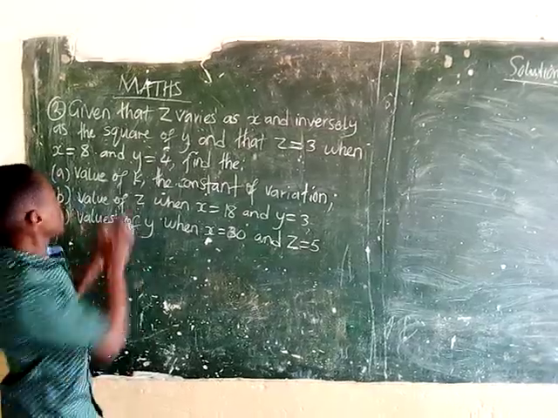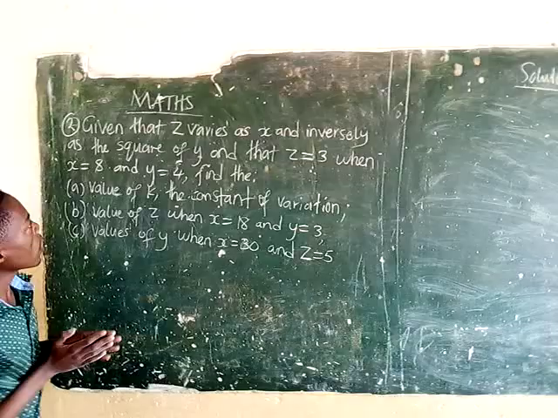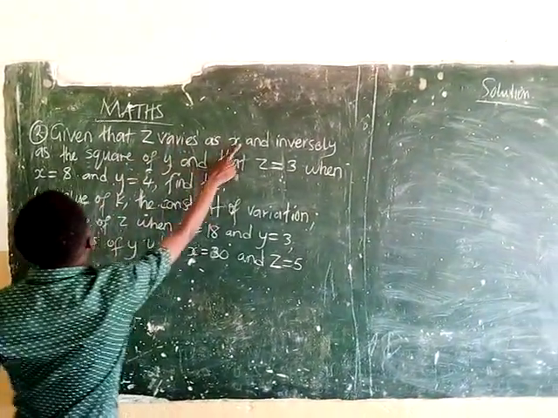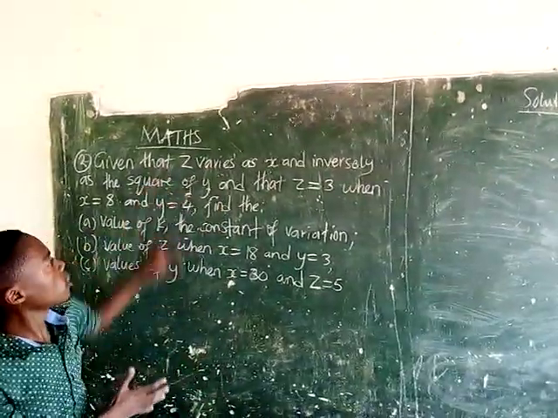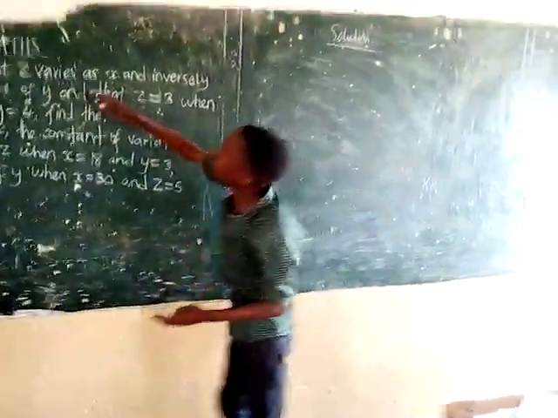So now for us to find the value of k, which is the constant of variation, first of all, we need to come up with the formula connecting the variables z, x, and y. And we are going to get the formula from the statement. So the first step is to come up with the equation connecting the given variables.